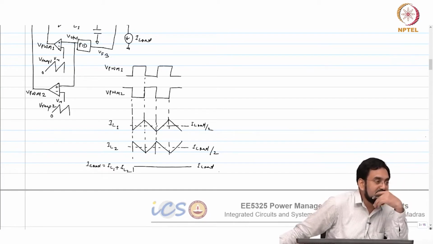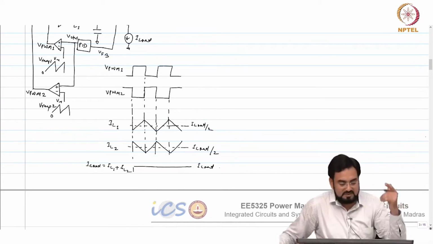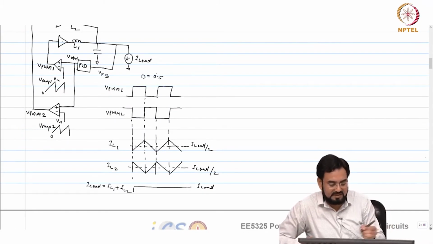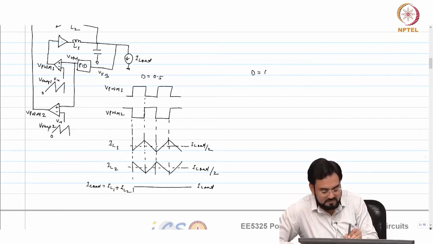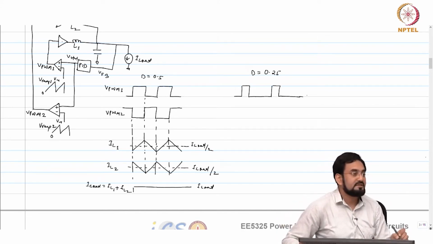And what will happen at non 50% duty cycle? You will have ripple. Will that be higher or smaller? Depends. So, this is D equal to 0.5. Let us take another case, D equal to 0.25. So, okay.